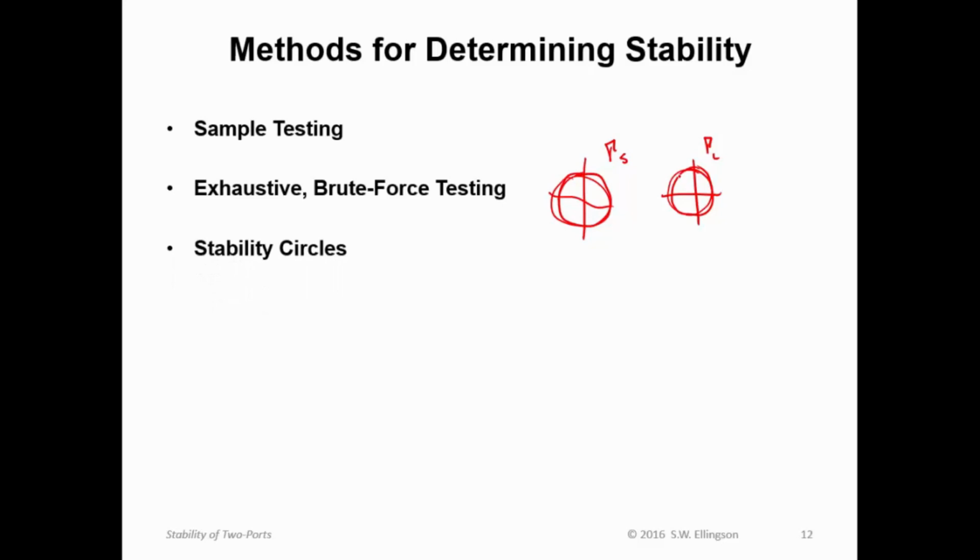We could do stability circles. I'll explain this when the time comes, but it's a faster way or in a somewhat more elegant way to do brute force testing. So we'll talk about that when the time comes. And then finally, in this lecture, we'll talk about the stability metrics. A very important one is known as the Rollett stability factor. There's another metric, which is known as the Edwards-Sinsky metric, which I'll also briefly mention, and they're both kind of important. So look forward to that.